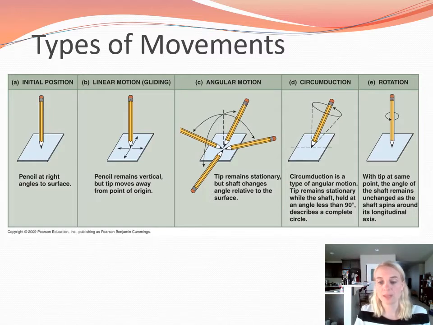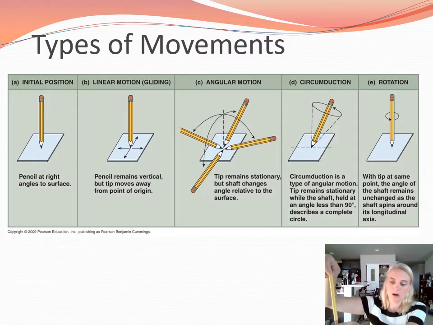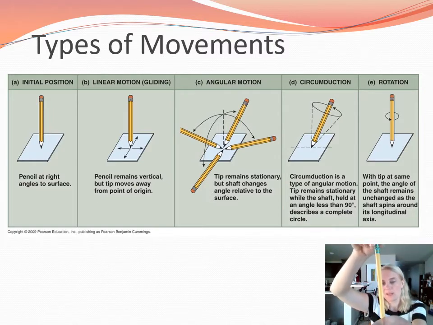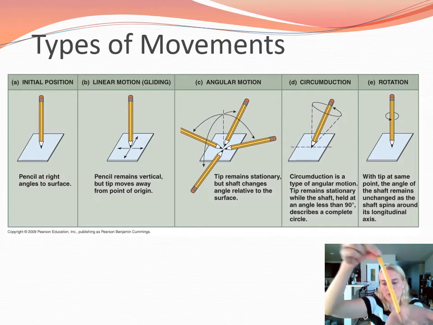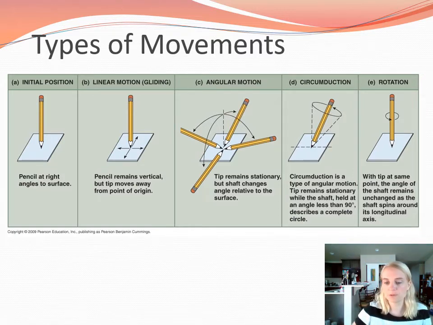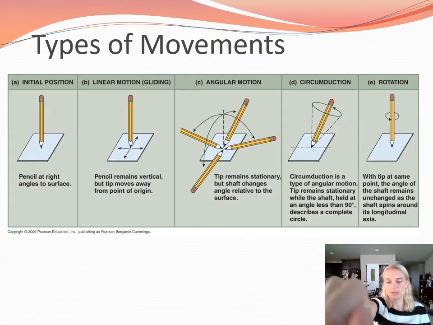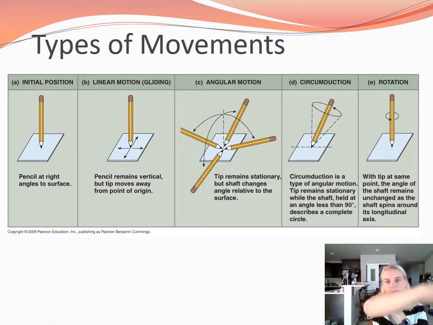Then if we take our pencil and kind of combo angular movement, but instead of just going in one direction, let's angle it and then draw a circle, like with the eraser part up here. This is what we call circumduction. So a good example of circumduction, like if you hold your arm out like this and draw a big circle, like you're drawing a circle on a chalkboard, that would be circumduction at your shoulder, okay?